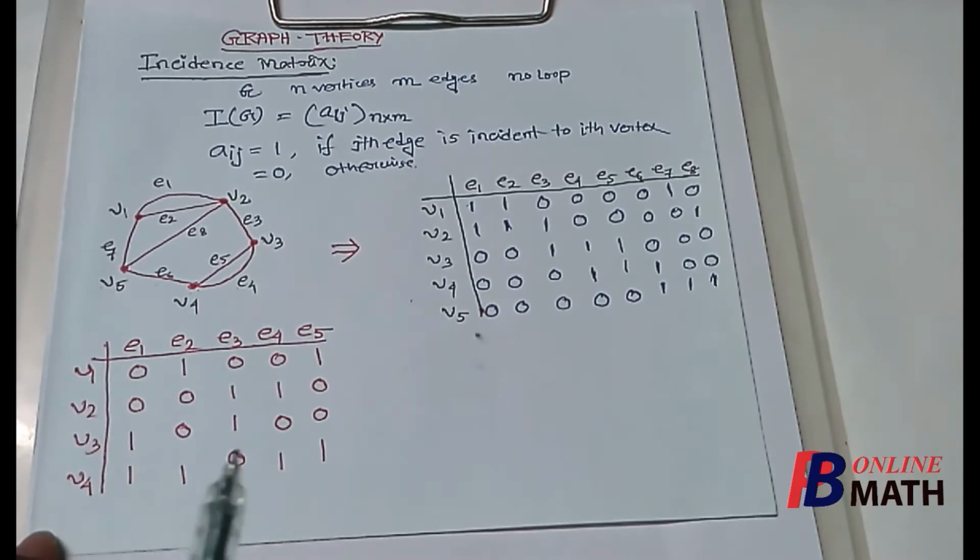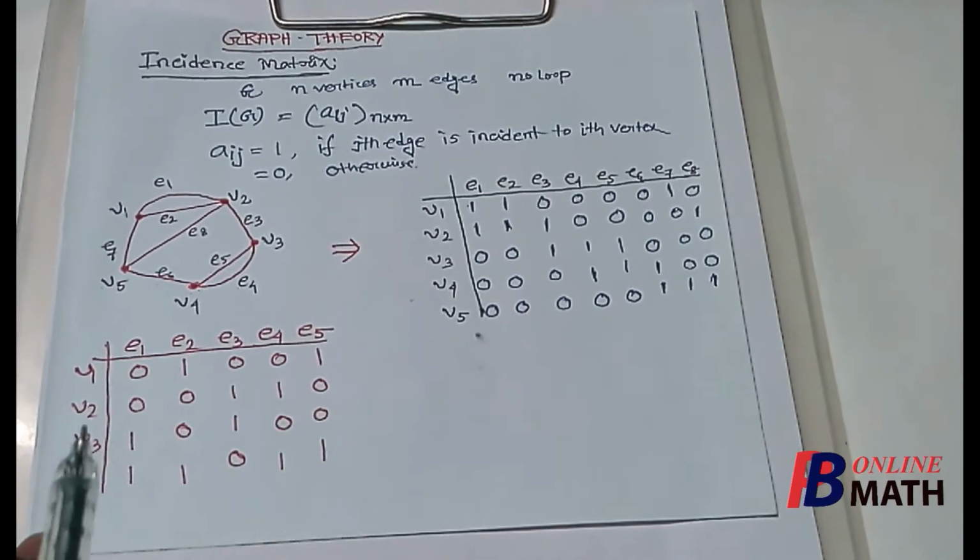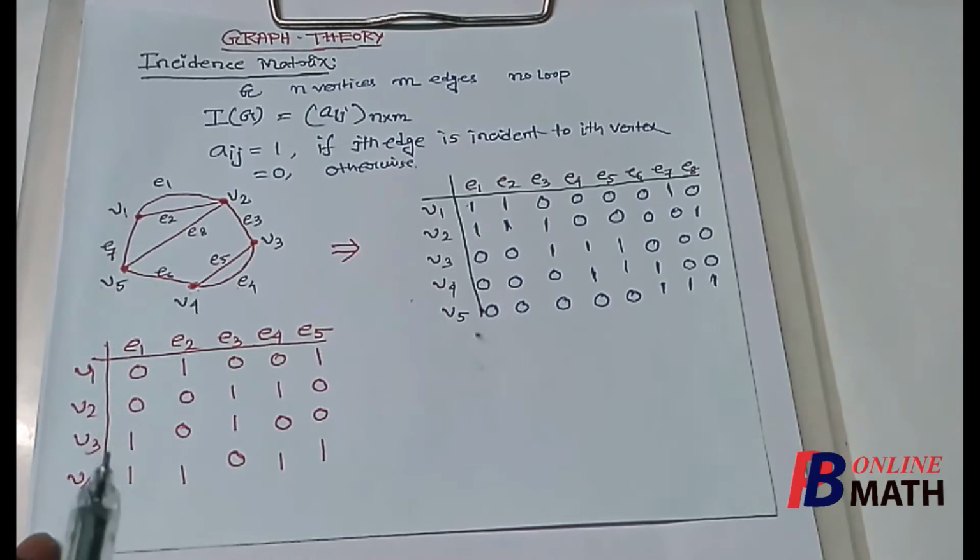If this is the incident matrix, then we know that the number of rows in the incidence matrix is the number of vertices, and the number of columns in the incident matrix is the number of edges. So from this matrix we find that it has 4 rows, so it has 4 vertices and 5 columns. That means it has 5 edges. So let us draw this graph.